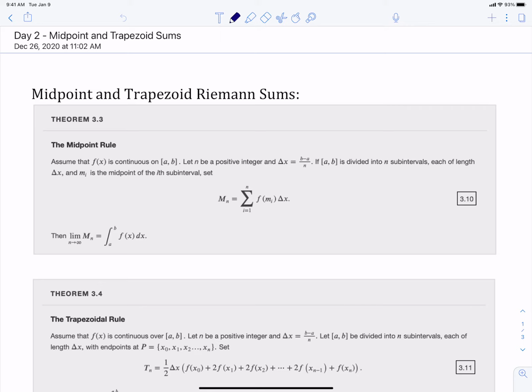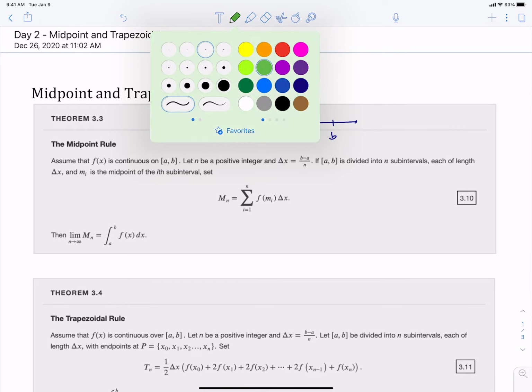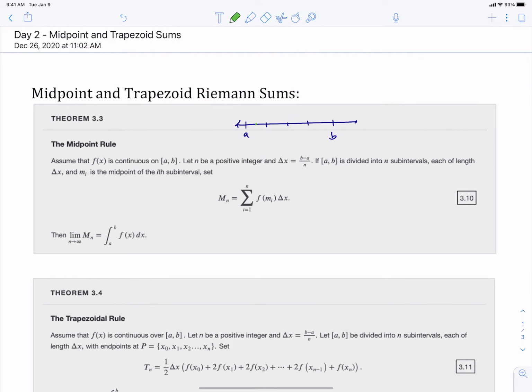Another option is that we could take our interval from a to b that we've divided up into however many pieces, and they should be equal pieces. Let me draw something a little better here. And instead of taking the right or the left, we could say, okay, let's take the midpoint of each of those intervals and use that midpoint to find the height of our rectangles.